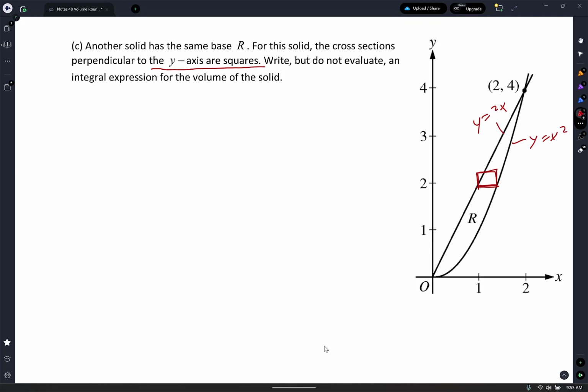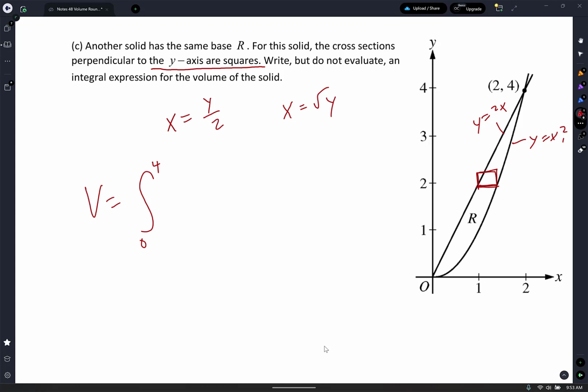So here's how you do it. x equals, for this one here, I'm just going to divide by 2. So x equals y over 2. Cool or not cool? For the quadratic, y equals x squared, that one is x equals square root of y. So now here we go. Volume is equal to integral 0 to 4, my new limits, because I'm integrating with respect to y.